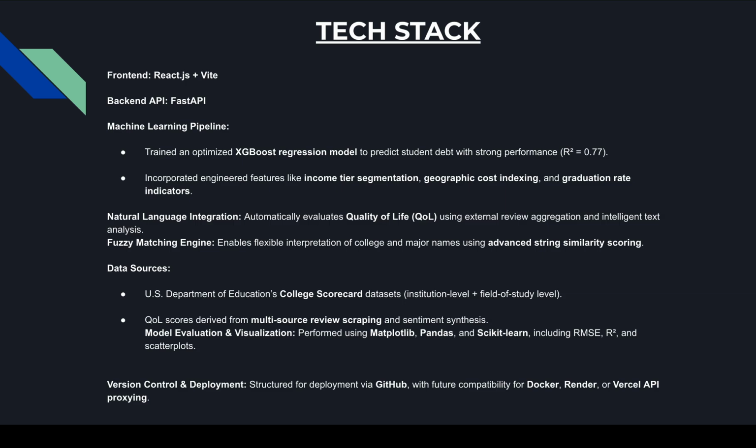It had an R square of 0.77 and an RMSE of around $1,900. So features like income tier, graduation rates, and in-state status were used to boost accuracy. I also built a fuzzy matching engine to handle messy college and major names. The model integrates national education data, and the whole system is structured for deployment through GitHub.